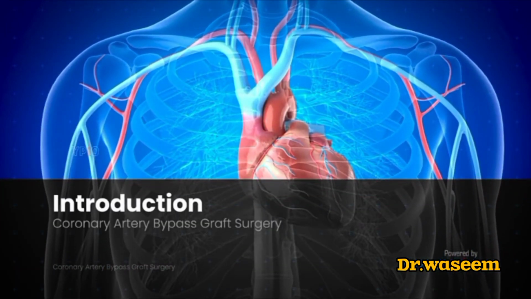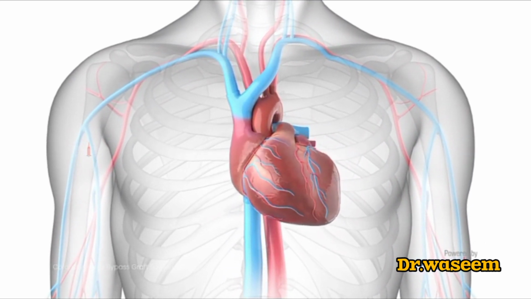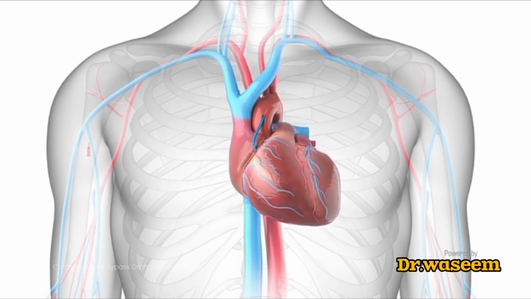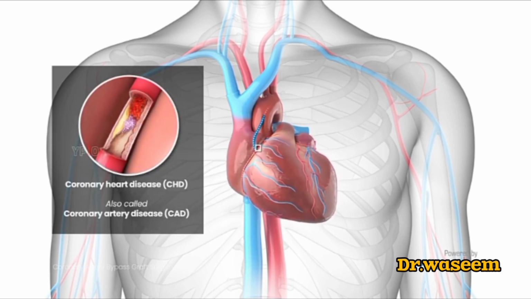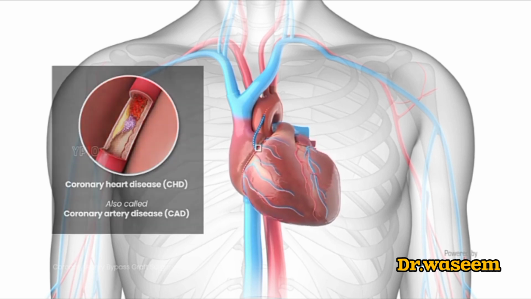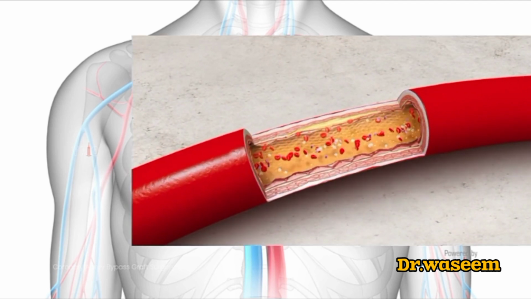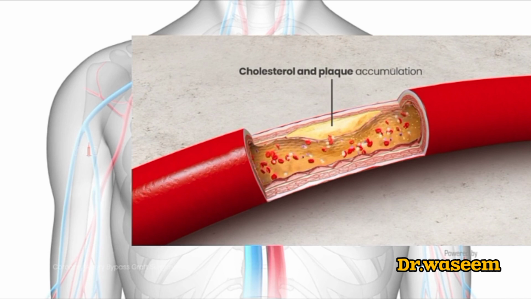Introduction. Coronary artery bypass graft surgery, CABG, is a procedure performed to treat blocked or narrowed arteries that supply oxygen-rich blood to the heart. This is accomplished by going around or bypassing the blocked artery to increase the blood flow to the heart. CABG is used for people who have severe coronary heart disease, CHD, also called coronary artery disease, CAD. Coronary artery disease usually occurs when cholesterol and plaque accumulate inside the coronary arteries, blocking the flow of oxygen-rich blood to the heart muscles.